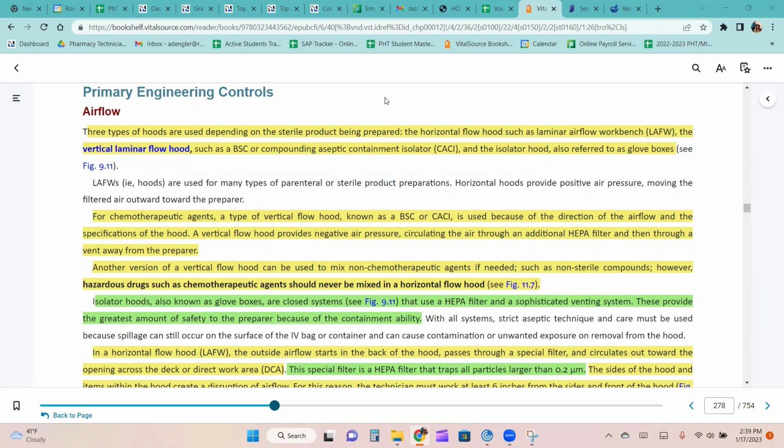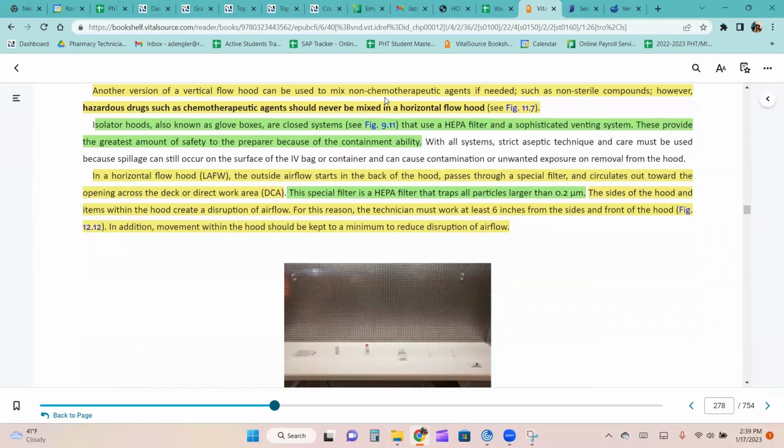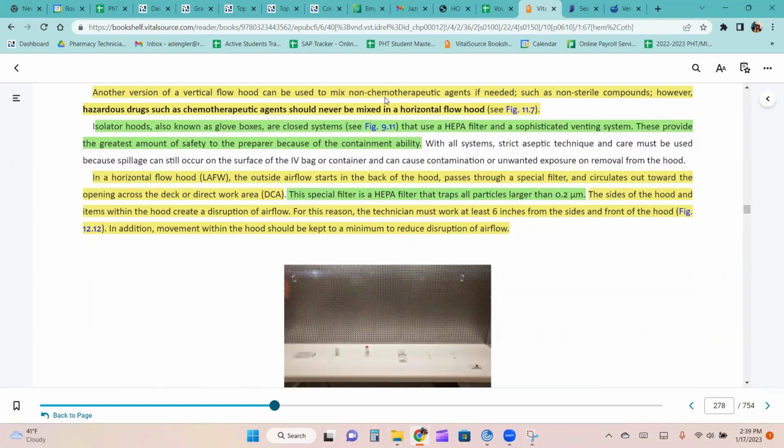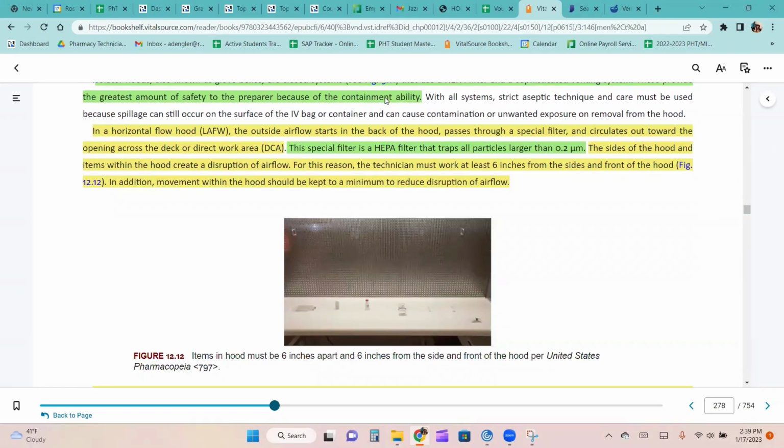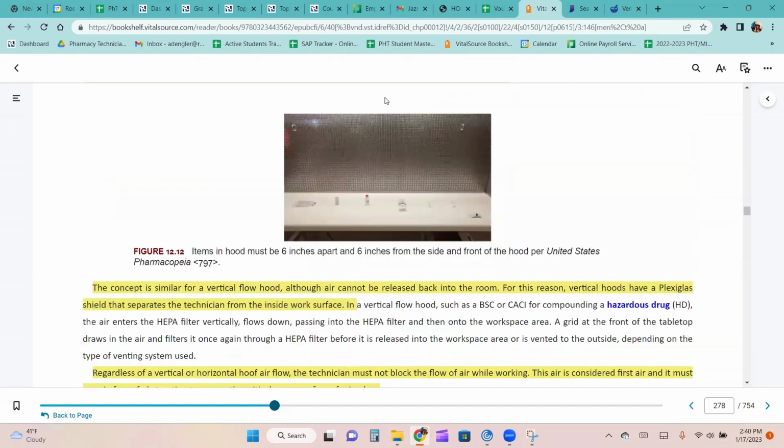In a horizontal flow hood, the outside airflow starts in the back of the hood, passes through a special filter, and circulates out towards the opening across the deck or direct work area. The special filter is a HEPA filter that traps all particles larger than 0.2 micrometers. The sides of the hood and items within the hood create a disruption of airflow. For this reason, the technician must work 6 inches from the sides and front of the hood. In addition, movement within the hood should be kept to a minimum to reduce disruption of airflow.